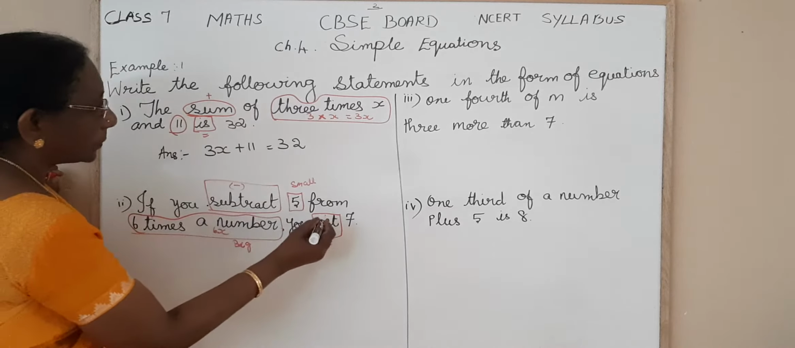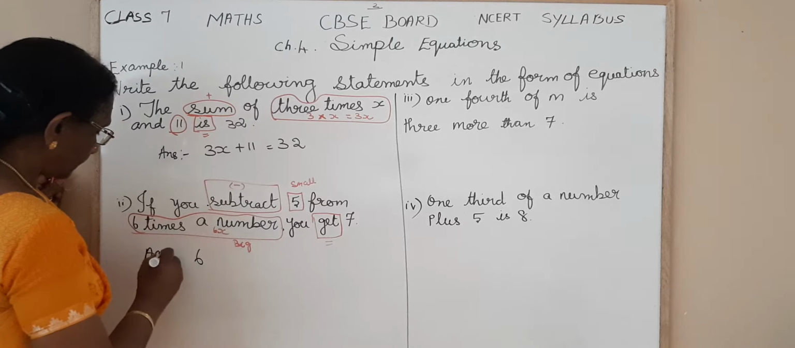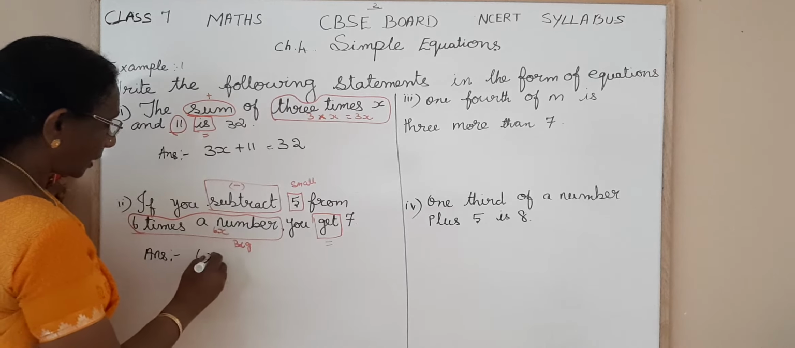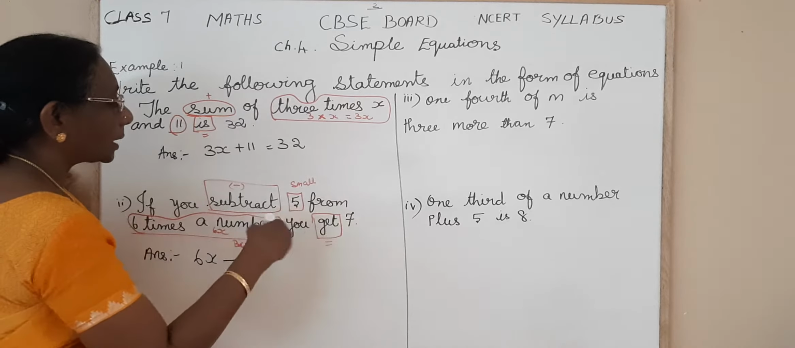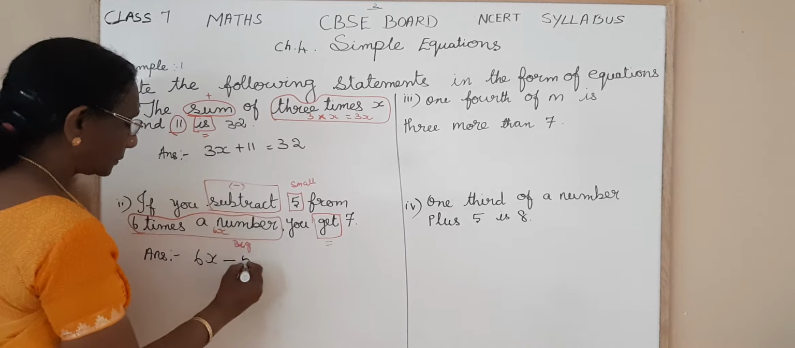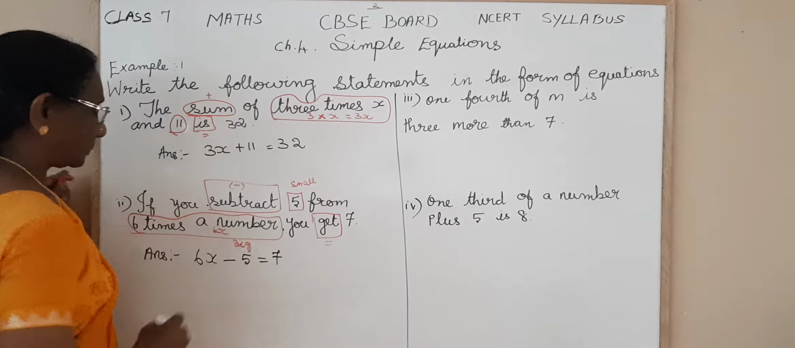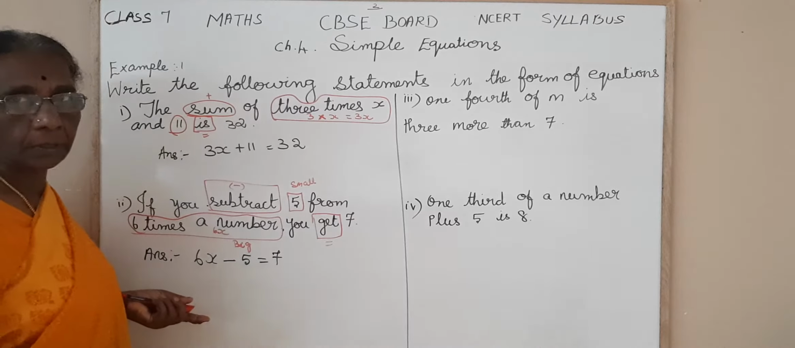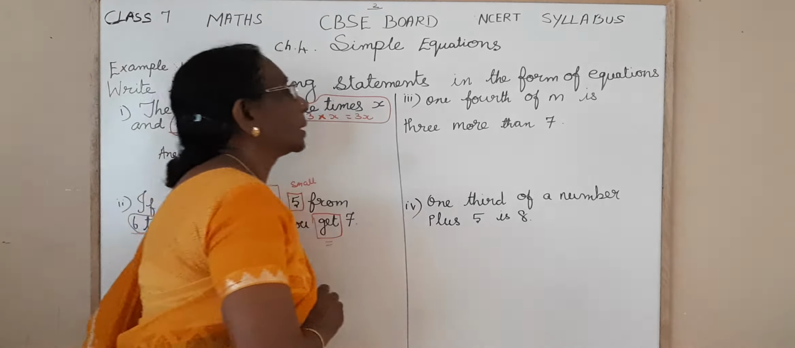Okay. Now is it easy to write the equation? So first the big number. Big number is what? 6x. Then minus which number you are taking, the small number? 5. What are you getting? 7. So we got the equation. Have you understood? Now we'll move to sum number 3.